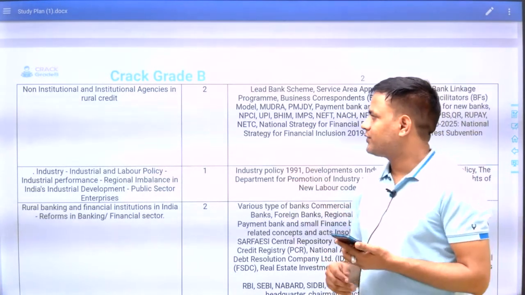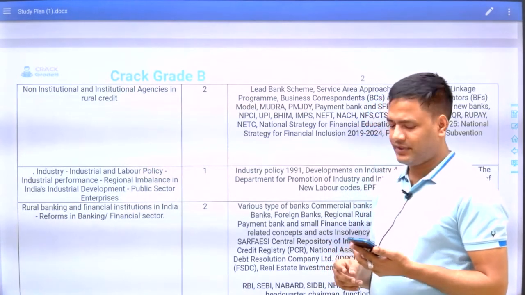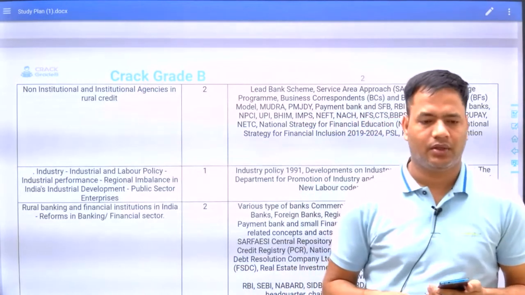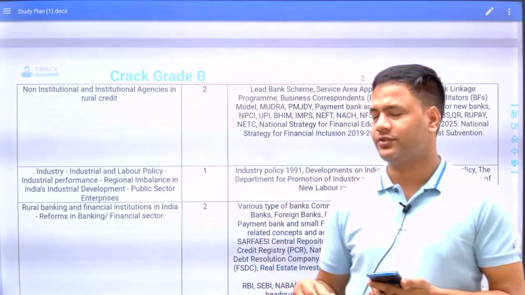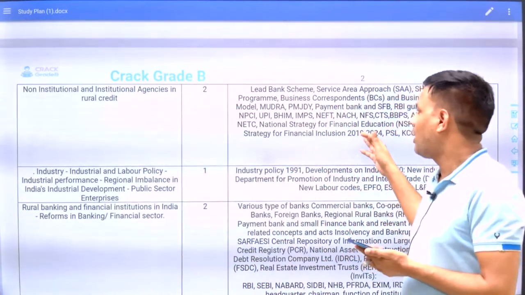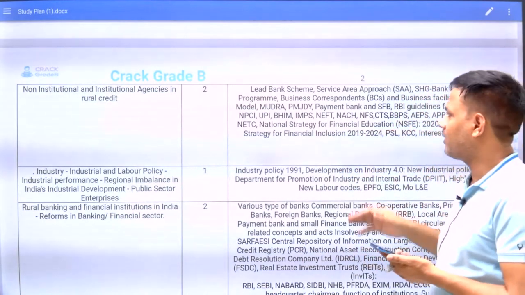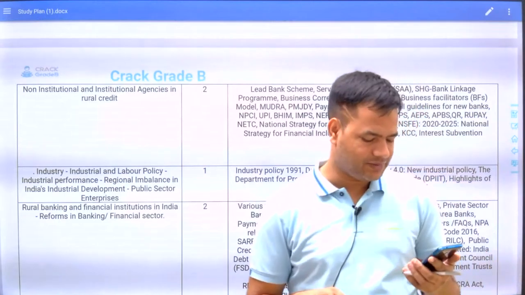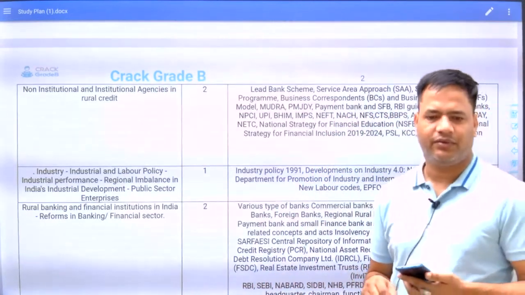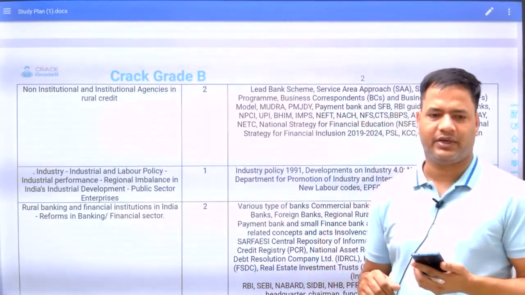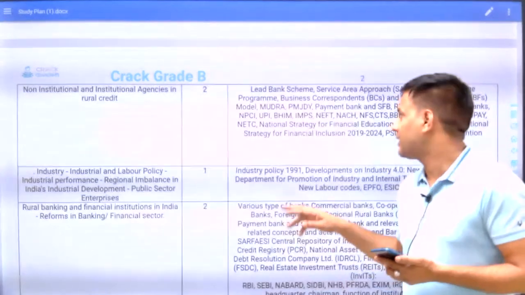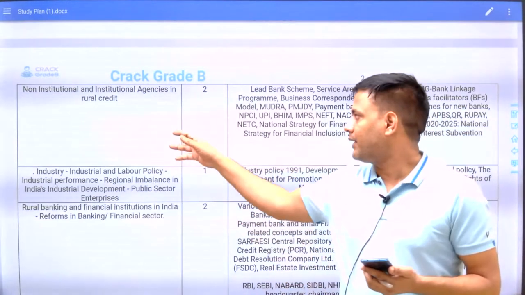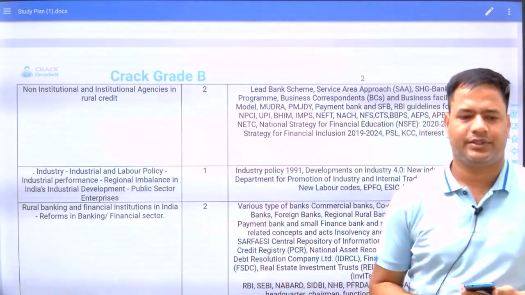Next chapter is non-institutional and institutional agencies in rural credit. This is a very important topic. For the static part, you have to study all the topics mentioned here. We have mentioned them, and this PDF we will share in our Telegram channel after this session. You can see what topics we have mentioned, so at least study these under non-institutional and institutional credit agencies in India.